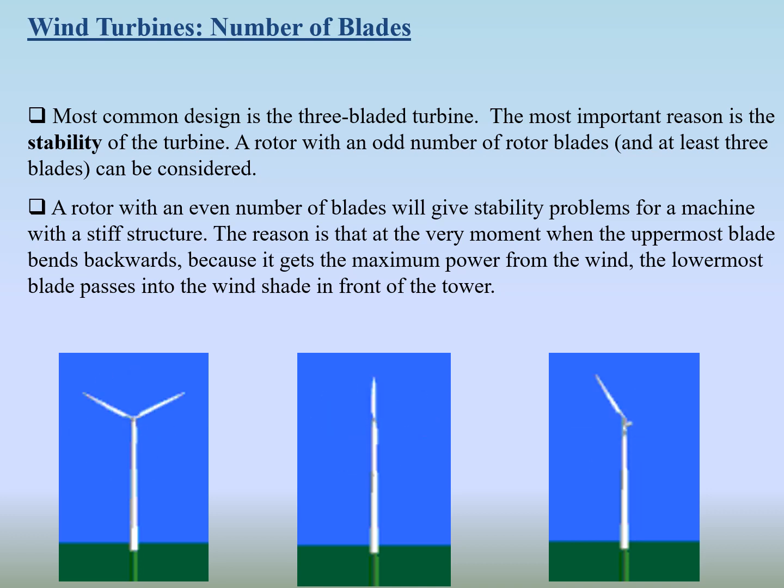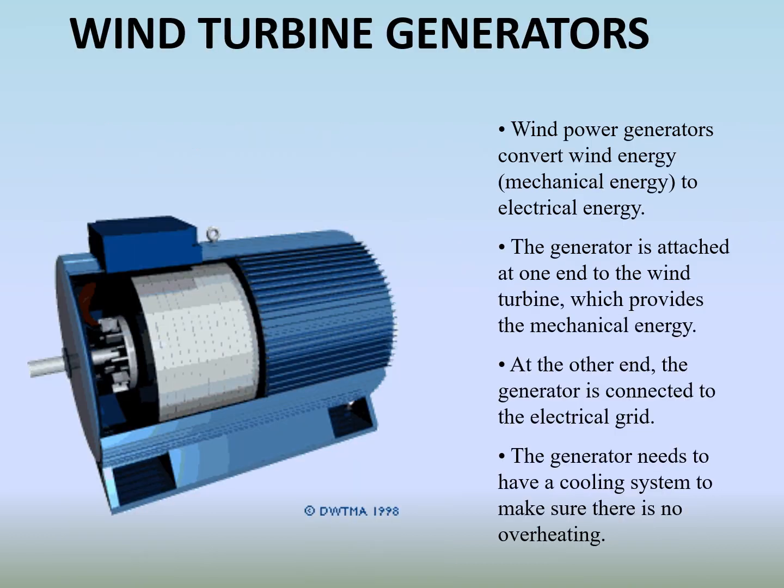A rotor with an even number of blades will give stability problems for a machine with a stiff structure. The reason is that at the very moment when the uppermost blade bends backwards because it gets the maximum power from the wind, the lowermost blade passes into the wind shade in front of the tower. So the three-blade turbine is very good for stability.